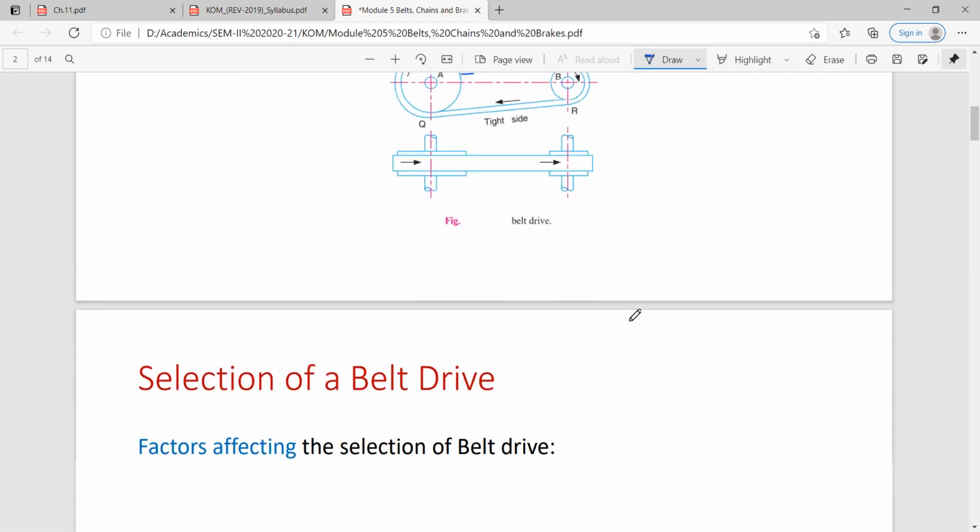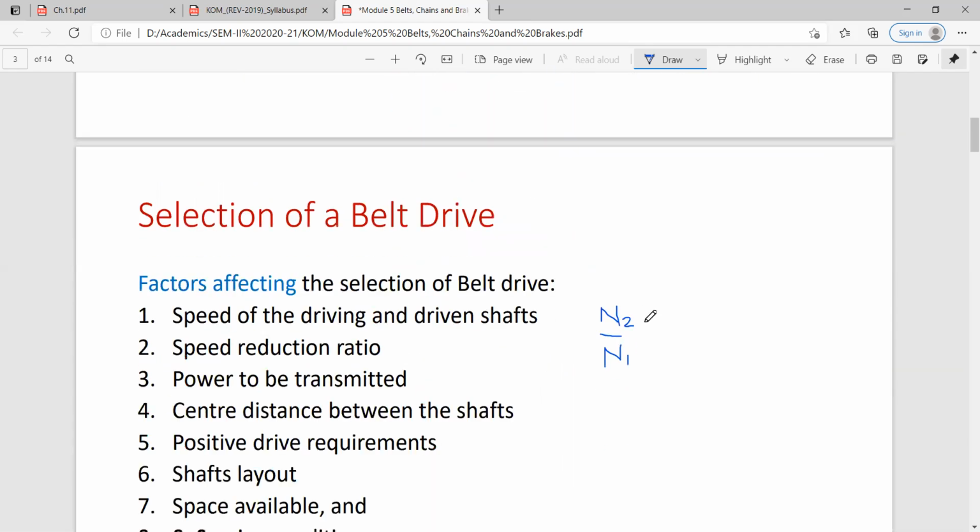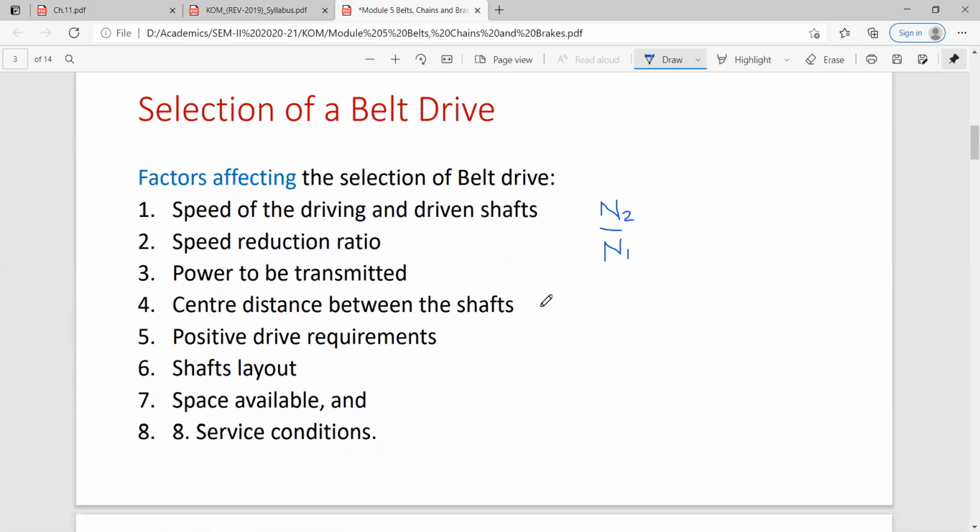So how much velocity reduction is your requirement? Based on that, you can select a particular belt drive. Then the power to be transmitted, whether you want to transmit a moderate amount of power or a huge amount of power.